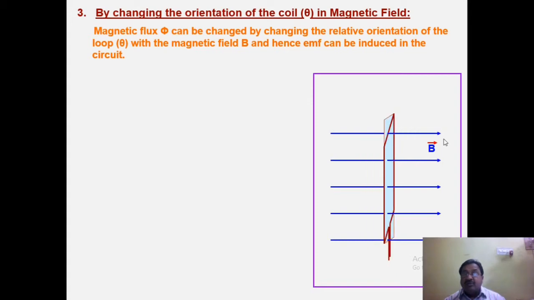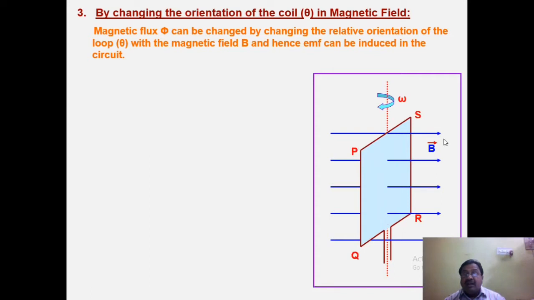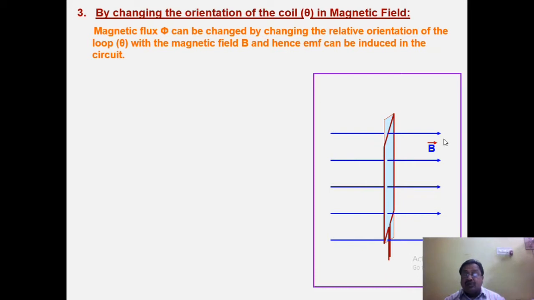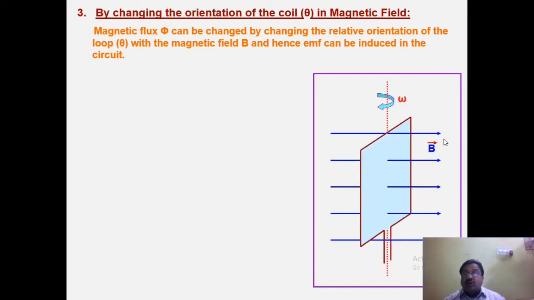You see the initial position again. It rotates through an angle theta. The loop PQRS rotates about an axis with angular velocity. If n cap is the normal to the surface area, it rotates through an angle theta. Again, you see, for your understanding clearly, this is the initial position of the loop, and it is rotating about an axis.